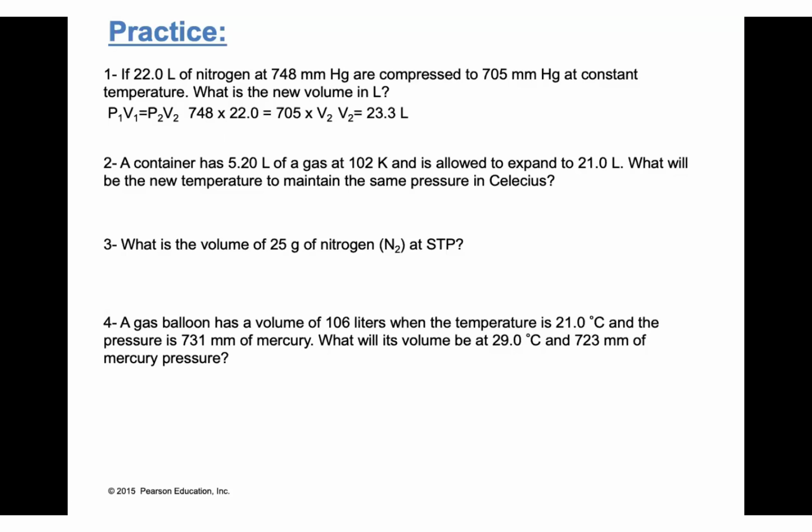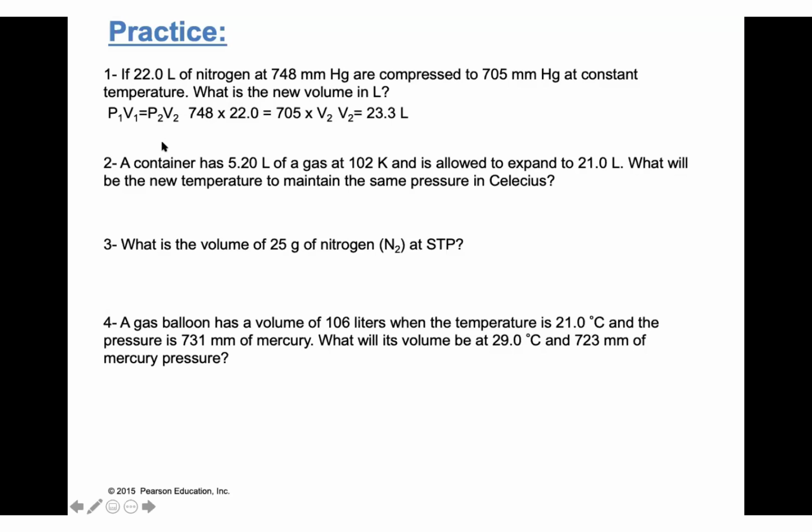One more thing: if you want to double check whether your answer is correct, remember that pressure and volume are opposite to each other. Here my pressure decreased from P1 to P2, so my volume should increase from V1 to V2 because they're opposite. So it's a kind of double check. If you know the relationship between P and V, you can recheck your answer. So that's Boyle's law.